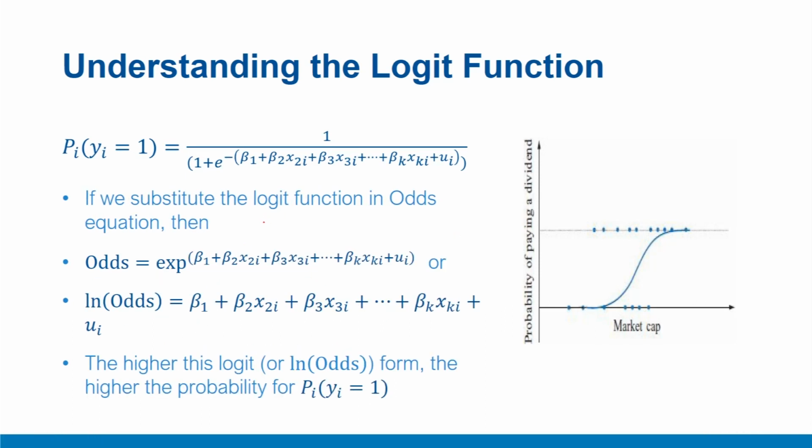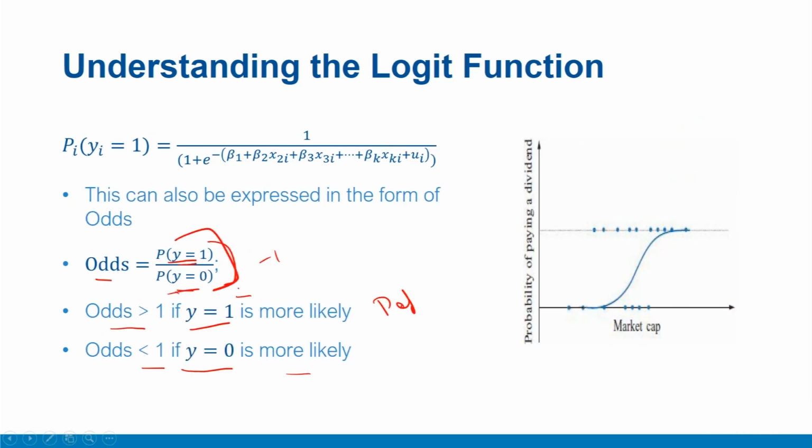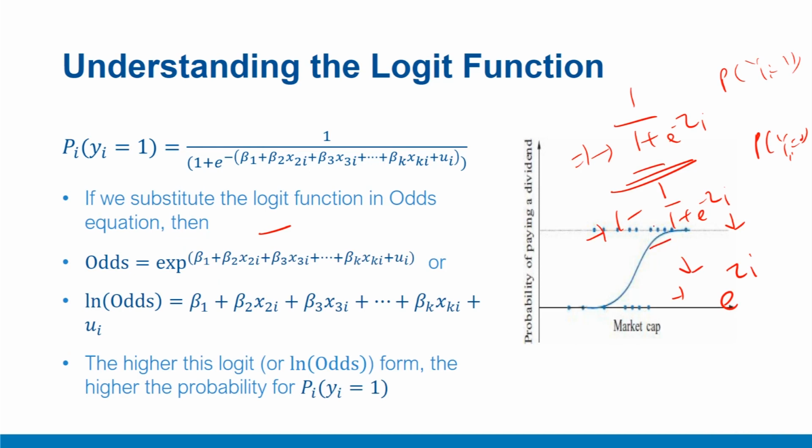Now let us substitute our logit function in the odds ratio. For the numerator, probability of y equal to 1, we put 1 upon 1 plus e to the power minus zi, and for y equal to 0, the relevant expression is 1 minus 1 upon 1 plus e to the power minus zi. If you simplify this expression, it works out to e to the power zi. It's a very simple computation: numerator divided by denominator, we get e to the power zi, where zi is this expression.